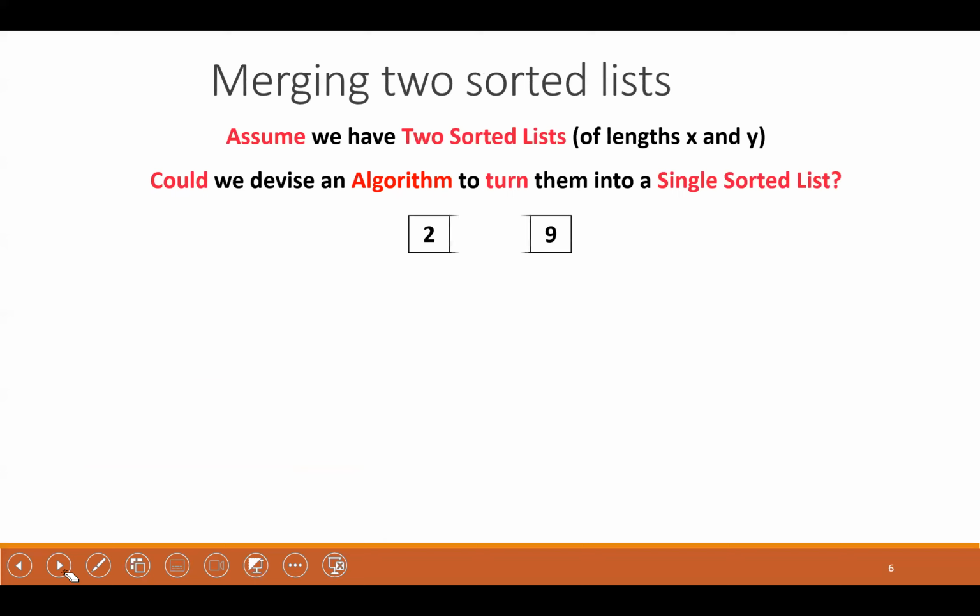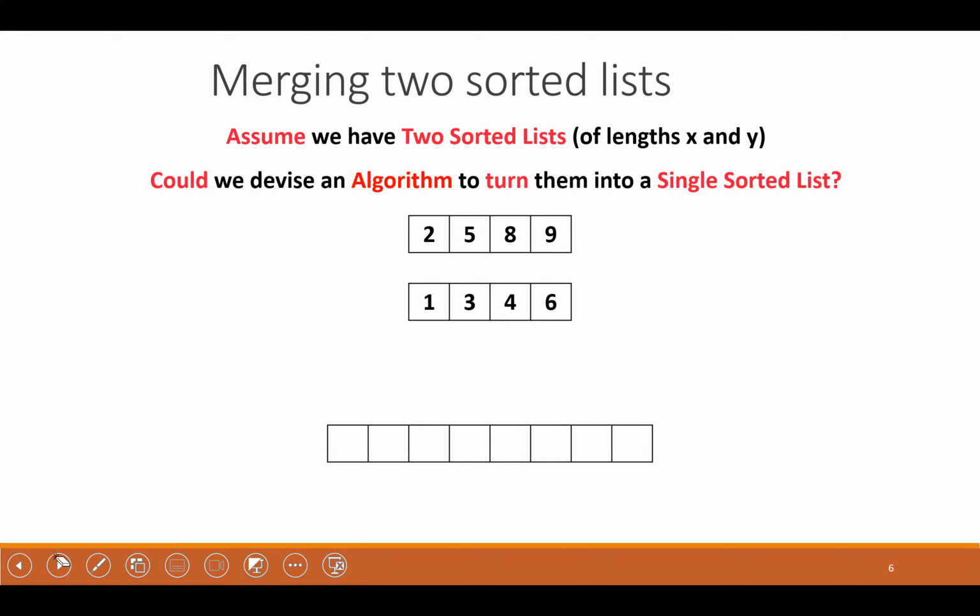So if we can take two sorted lists and merge them into one sorted list, then we can complete our Mergesort algorithm. All right, so let's say this is a sorted list and this is another sorted list, and I want to turn these into a sorted list of size 8. So these have size 4 each, and I want to turn them into a sorted list of size 8. So what's my algorithm?